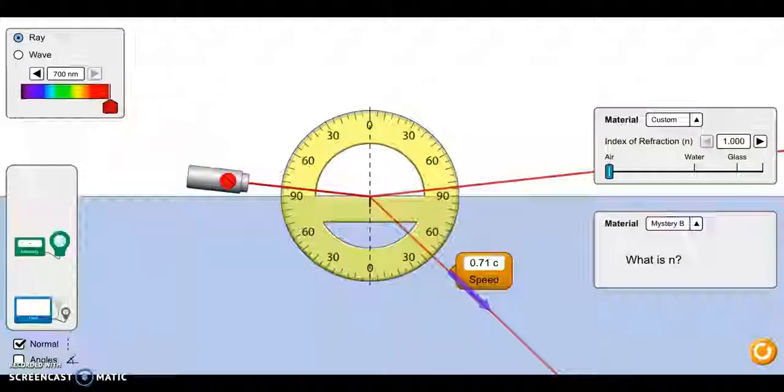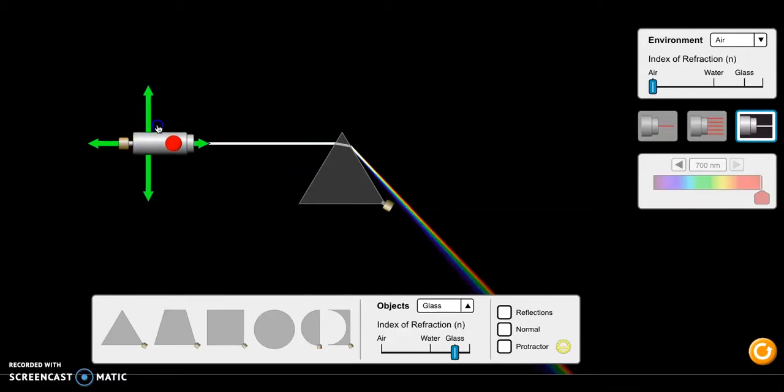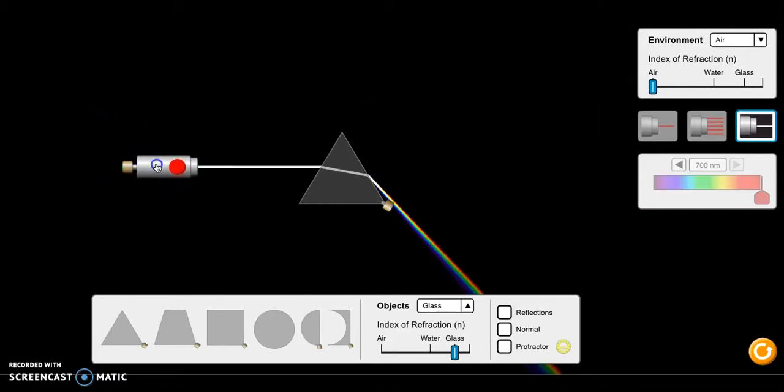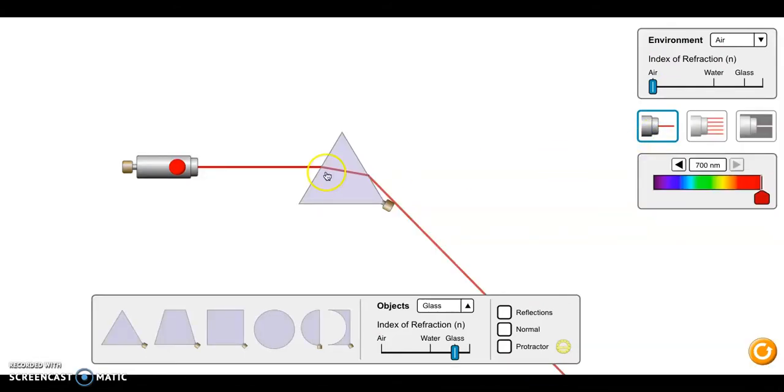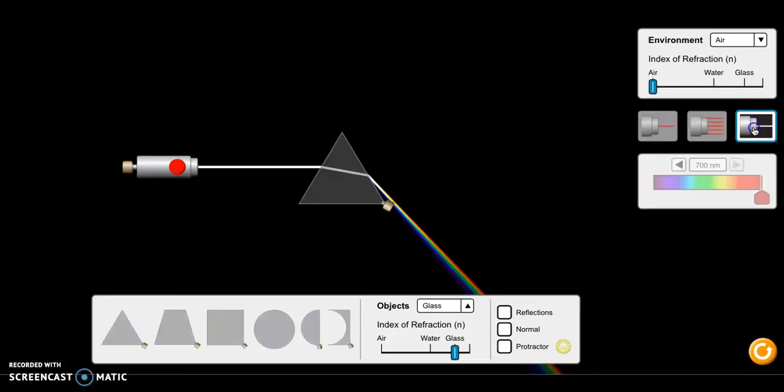You'll also be taking a look at light as it goes through prisms, and especially white light, which instead of being monochromatic, meaning one color, has all the colors of the rainbow.